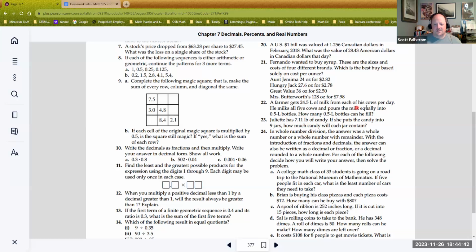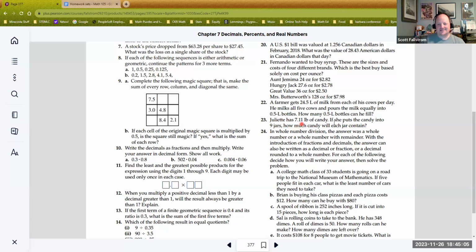And let's see here, this many liters of milk from each of his cows. He milks all 5 cows, pours the milk equally into half-liter bottles. How many half-liter bottles can he fill? Wow. You've got multiplication with decimals, then you've got division with decimals. That might as well be fractions. This right here is basically a fraction problem, right? Yeah, basically.